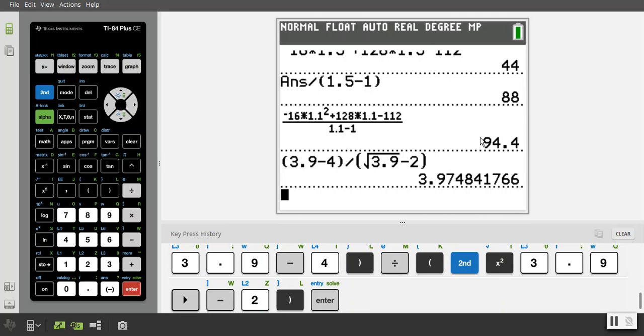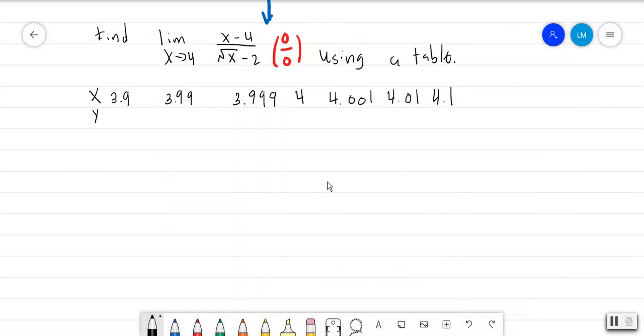Well, we're going to get 3.9748. So that's going to be 3.9748. Okay, and we're going to repeat that process until we get all the values. So take a moment to plug these into your calculator and see what you get.